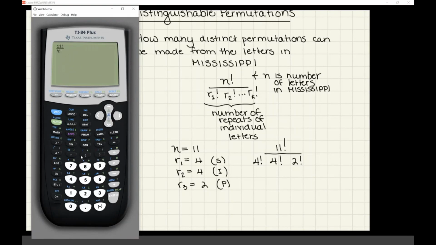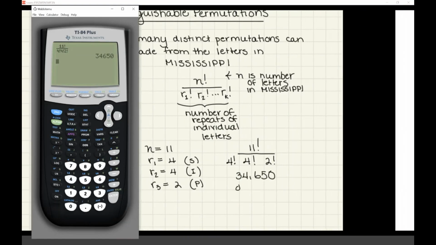Okay, you don't need the times. So 4 factorial again, and 2 factorial. The only advantage of the TI is I can make it look like exactly what I need it to look like. Okay. You hit enter, and I get that there are 34,650 distinguishable permutations.